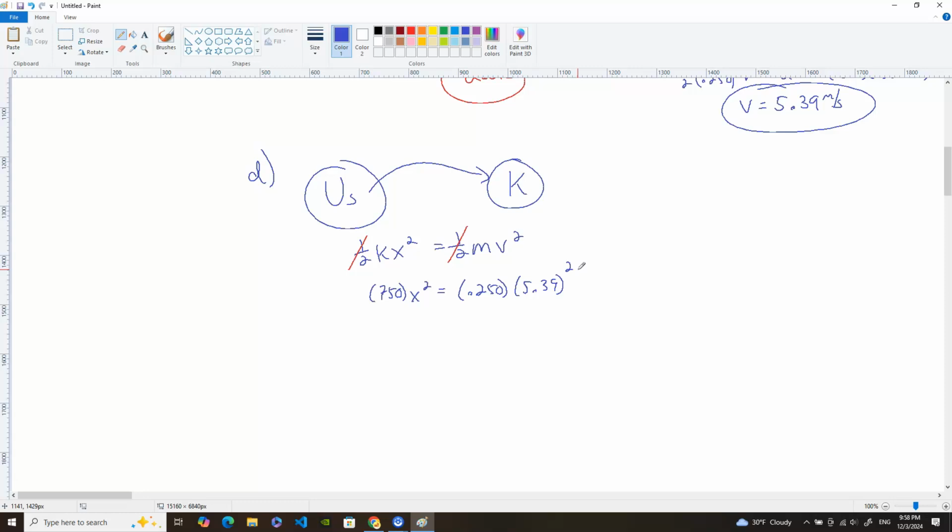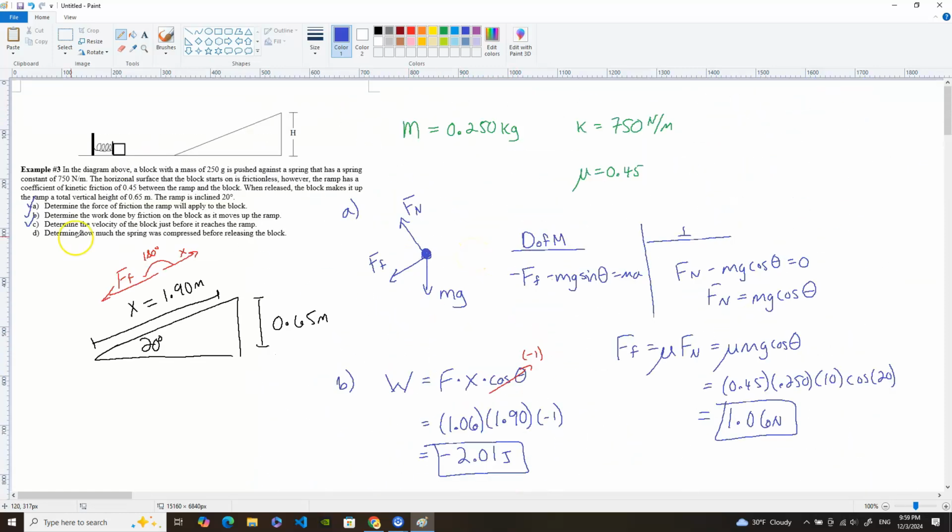And almost, I got x equals 0.98, whoops, 0.0984 meters. I'll run one more check just to be safe. And it looks like we're good. So that takes care of example 3.